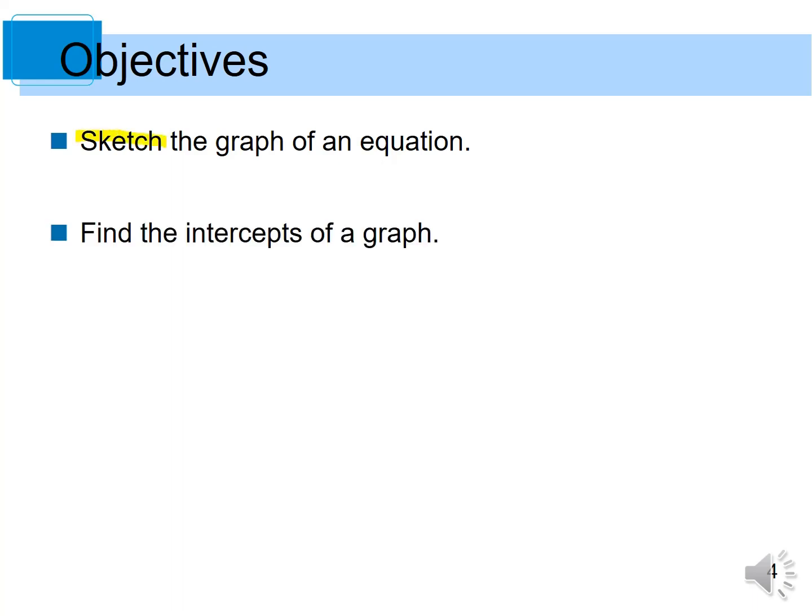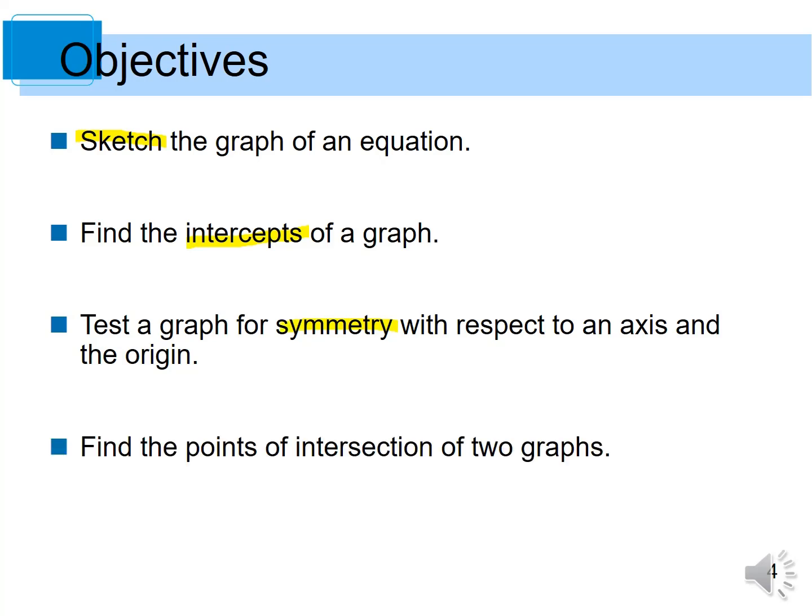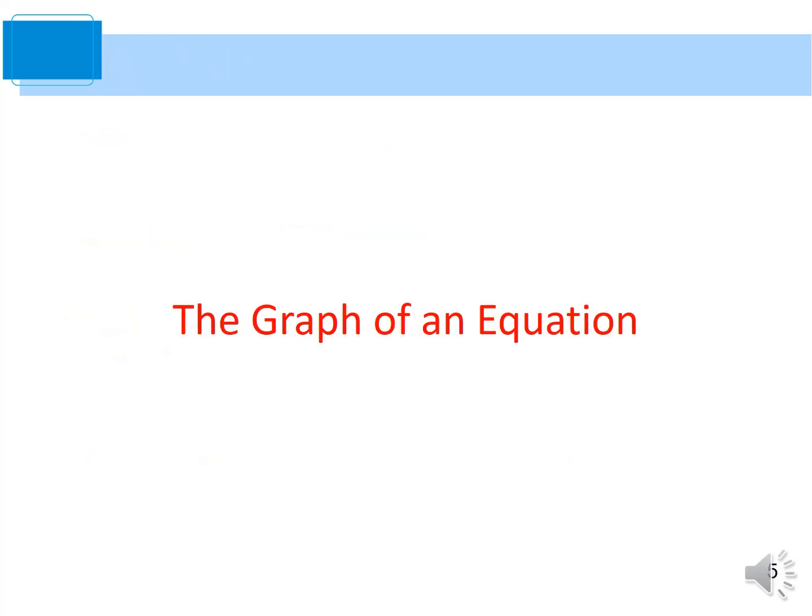Second objective, find the intercepts of a graph. Third, test a graph for symmetry with respect to an axis and the origin. And the last objective, find the points of intersection between two graphs. Make sure at the end of this section, you meet all the objectives. We start with the first objective.